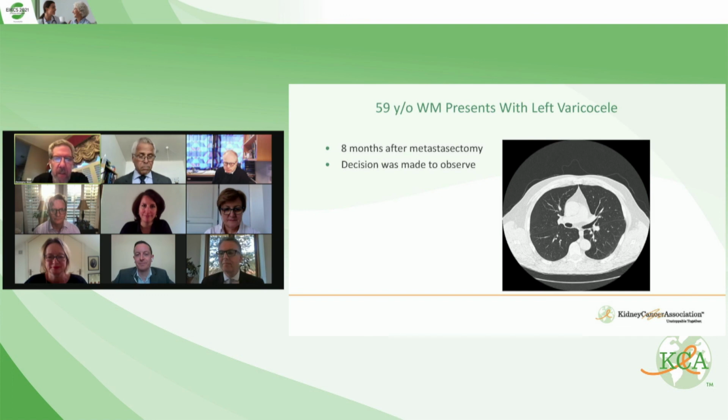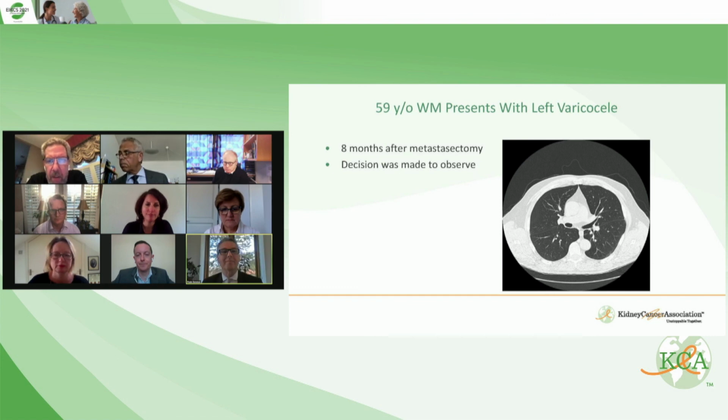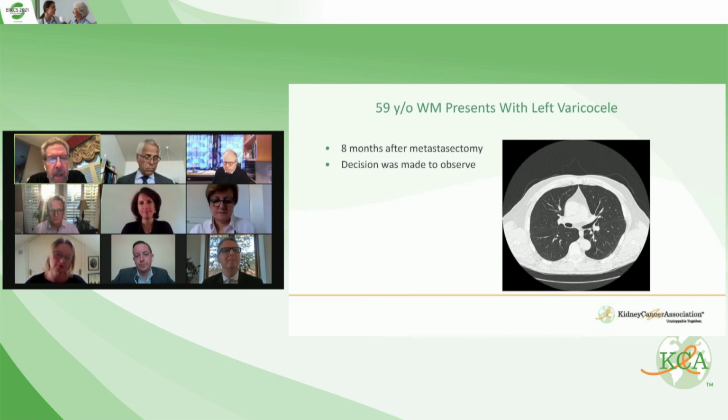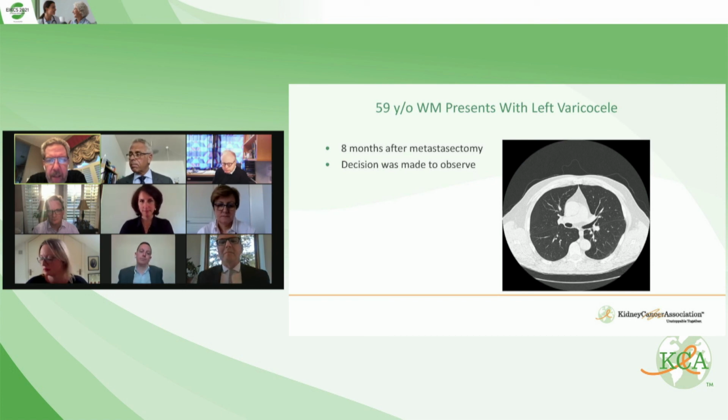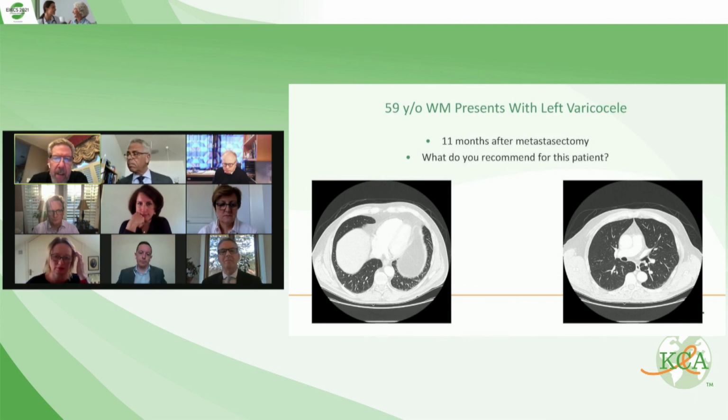Okay, so the patient was observed and now returns 8 months after metastasectomy. And you can see that, unfortunately, as you all commented on earlier, the patient has additional pulmonary nodules, very small and indeterminate, but present. Initially, because they were so small and so indeterminate, the decision was made to observe the patient. Now the patient comes back 3 months later, and you can see that the nodules have increased in size, clearly indicating that they probably represent metastatic progression of the clear cell renal cell carcinoma.